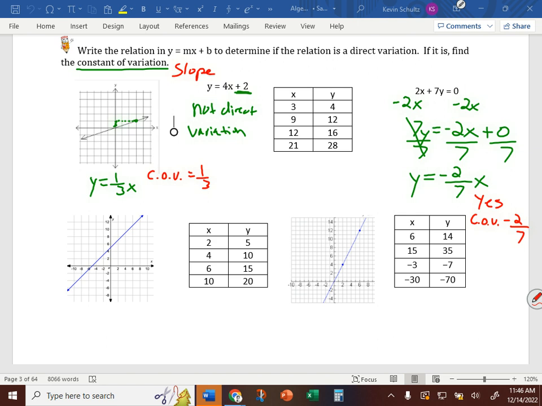Okay? Questions on anything we've done so far? The most difficult of these to do is the XY table, just because it's the most involved. How do we write the equation of a line using a function table?